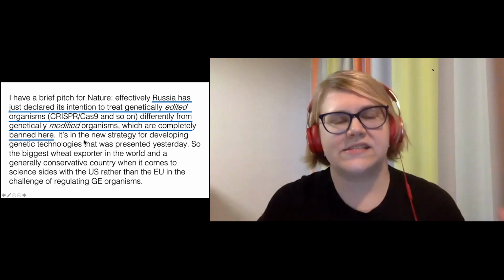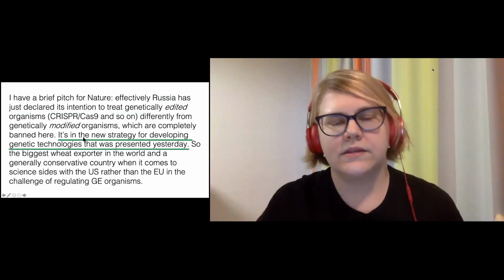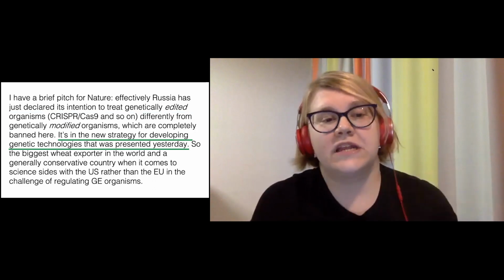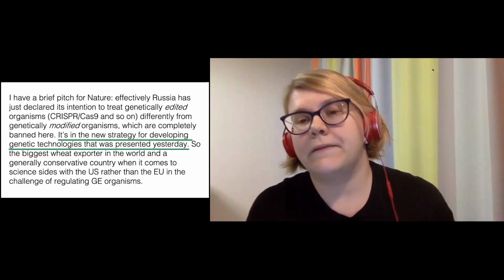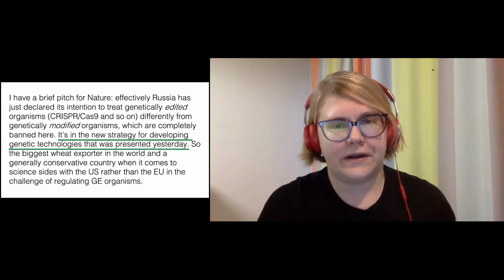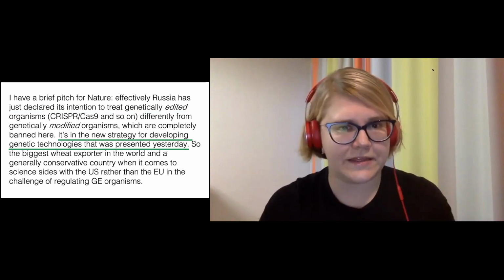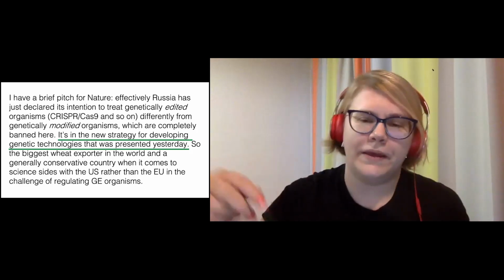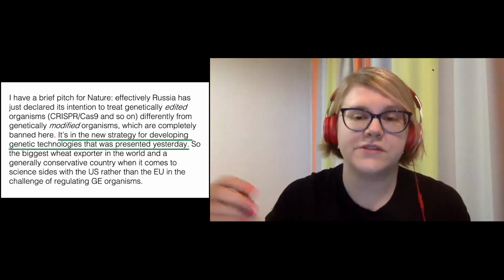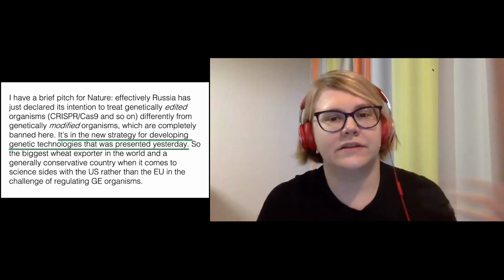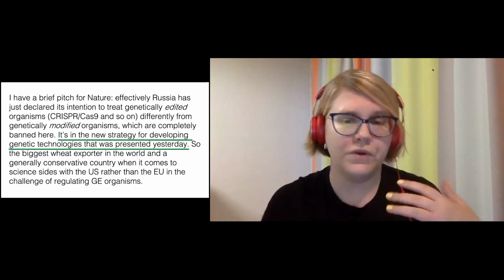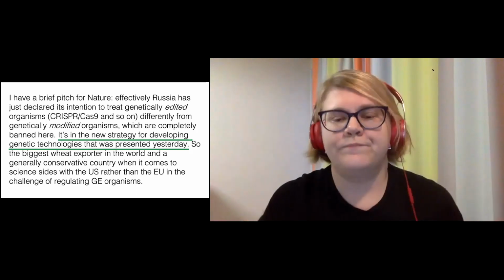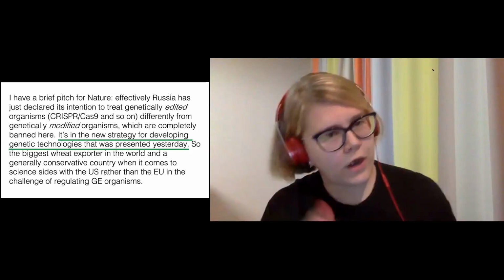So the second sentence, the how-do-I-know-this sentence. I'm saying that this is in the new strategy for developing genetic technologies that was presented yesterday. And here, the important part is that I don't only say that this is a strategy, a government document. I drop in the reference to timing, right? So this is something that just happened recently. We can still use this as a news story. And then the most important part.